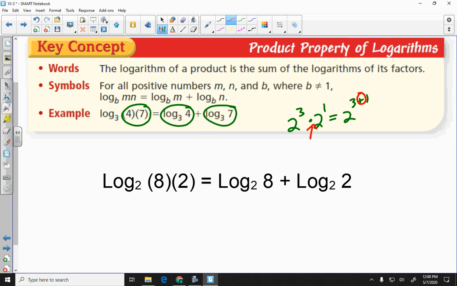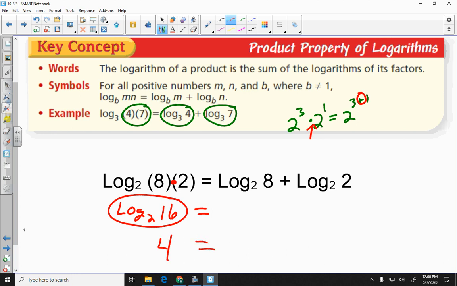Okay, so let's look at this in logarithmic form. If I have log base 2 of 8 times 2, we know that's really just log base 2 of 16. So if I have log base 2 of 16, then I'm asking what exponent goes on 2 to get me a 16. And we know that the exponent that goes on 2 to get a 16, this whole thing simplifies down to be just a 4.